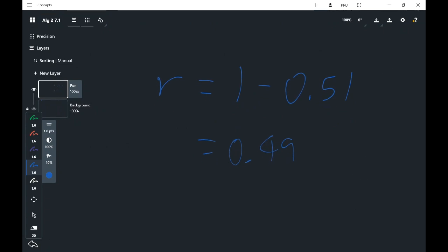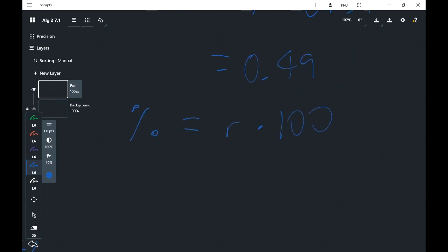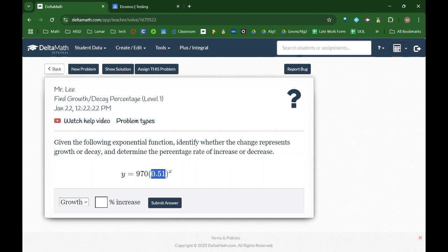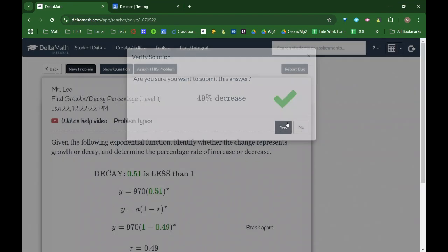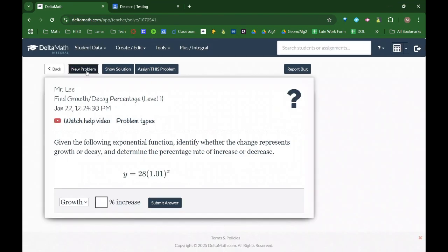But that's not a percent. To get the percent, we have to take the rate and multiply it by 100. Remember, we did this in the opposite direction before, where to find the rate we divided the percentage by 100. This time, to get the percent, we multiply the rate by 100. So in this case, it's 0.49 times 100, which is 49%. So plug in 49%. Remember to change this to decay if it is decay. And that's it. Let's try another one here.